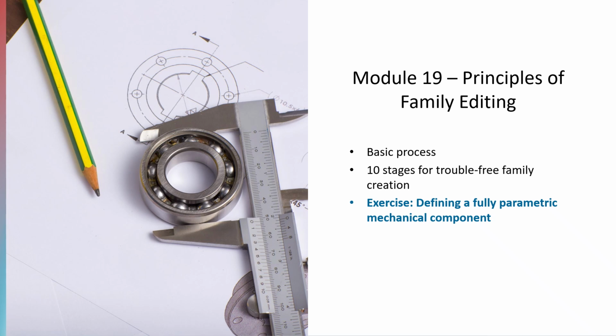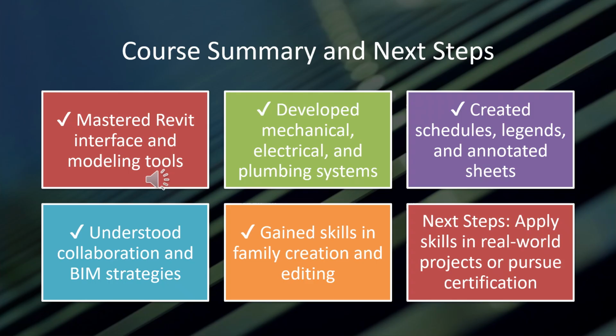These stages guide you from conceptual setup to final testing, helping you avoid common pitfalls like over-constraining geometry or mislabeling parameters. The exercise for this module involves defining a fully parametric mechanical component, giving you hands-on experience in building a family that responds to input, adapts to context, and integrates seamlessly into your project. This module is all about precision and foresight, designing families that are not just functional, but robust, scalable, and aligned with your modeling standards.